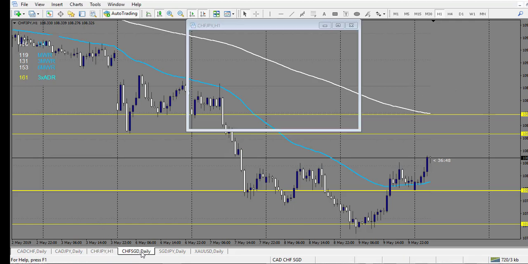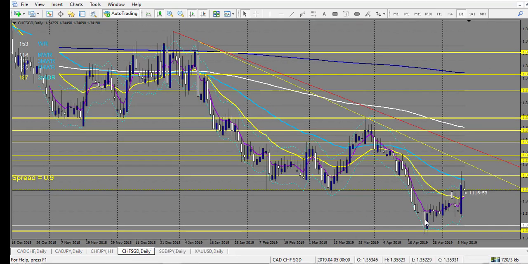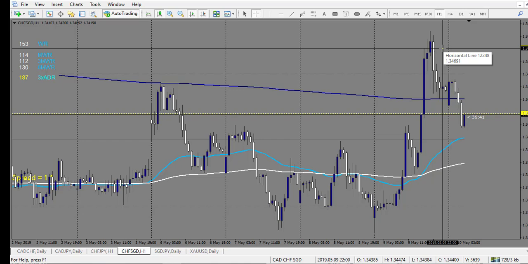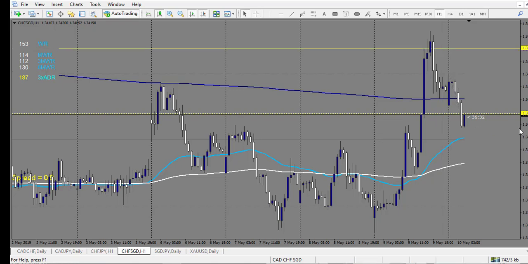Now let's go on CHF Singapore. So this one touched yesterday, so the stop loss would have been 20 pips, and it made 14 maximum, and it made 60 pips, which makes it 3 times. So we have 3 reward, it's a winning trade.